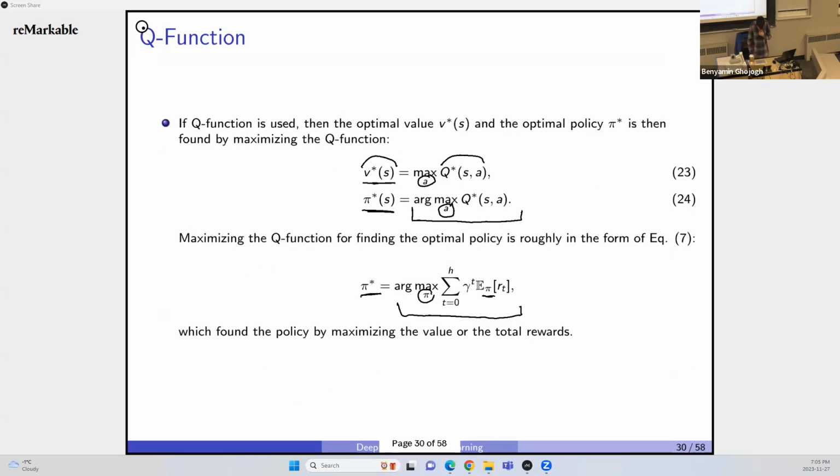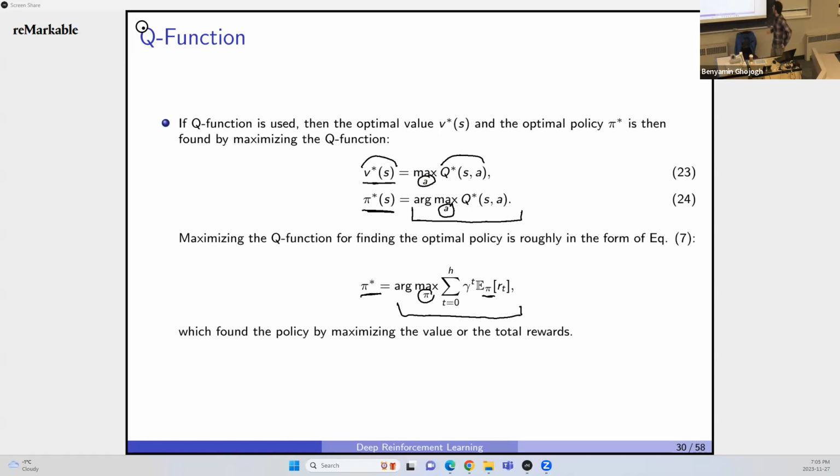Then I also said the maximum of Q star of S and A with respect to A is in the essence of reward, right? As a result, it is V star. But what about argmax of Q star of S and A with respect to A? Argmax, argument. The argument is the action, right? So it's in the essence of action. That's why in the left-hand side, I have policy.